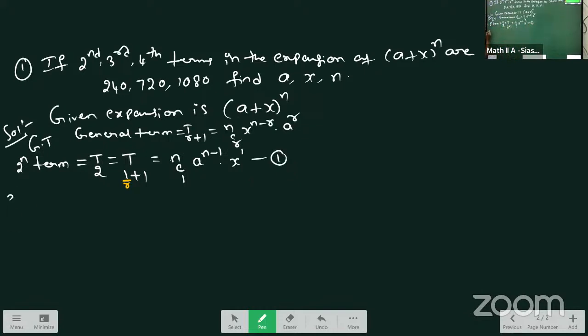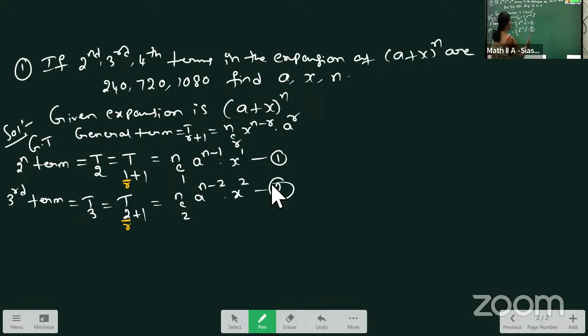Next, the third term. The third term of the expansion is T3. T3 can be written as T(2+1). Now here 2 is what? R. The r value is 2 now. So substitute nC2 a to the power n minus 2 and x to the power 2. Take it as equation 2. Next, the fourth term.